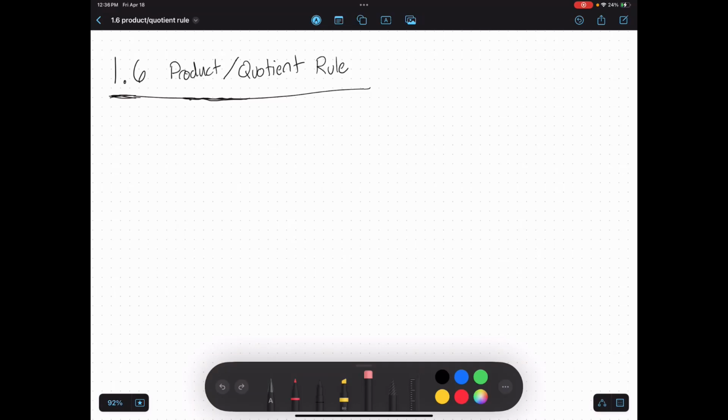Okay, welcome to our 1.6 concept video. In our previous section, we just finished talking about various rules for derivatives, which really translates to shortcuts. Various ways that we can make derivatives much simpler. So we talked about the sum and difference rule, the constant multiple rule, and the power rule. And so at this point, we can now take derivatives of, say, polynomials really easily instead of having to use the limit definition or the difference quotient.